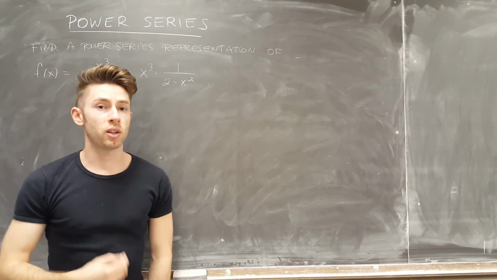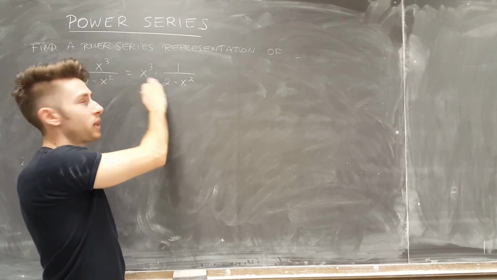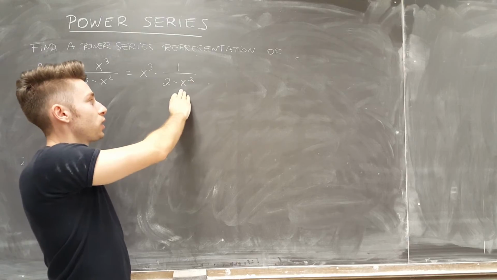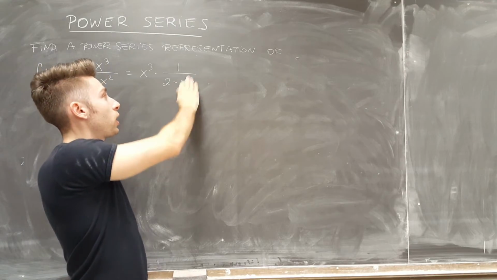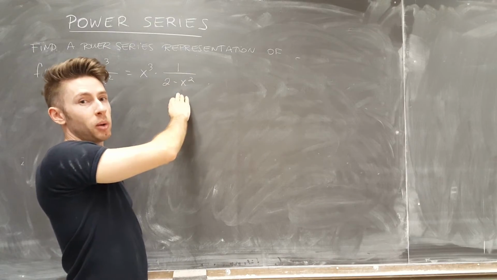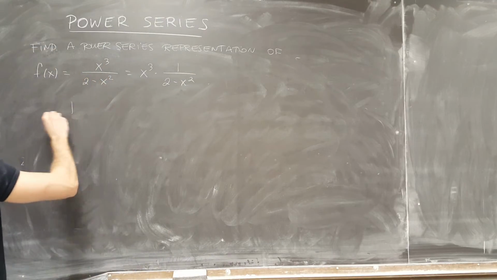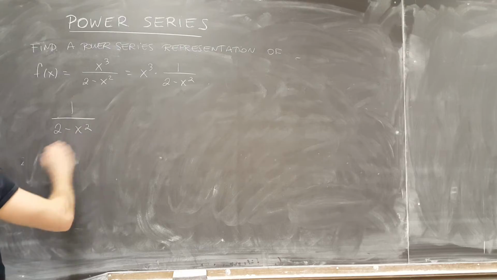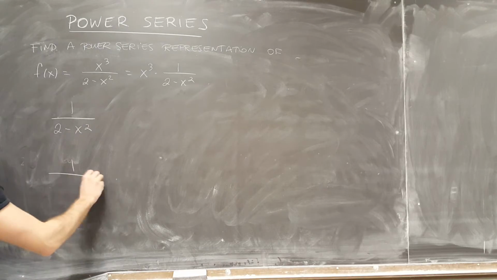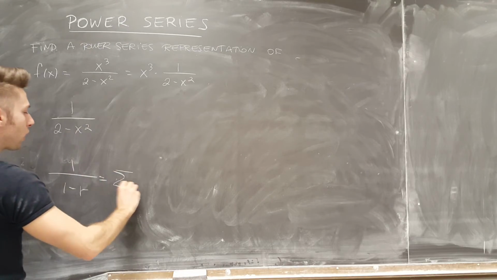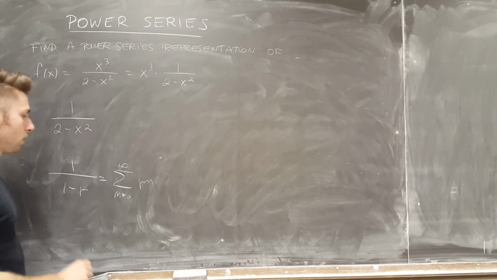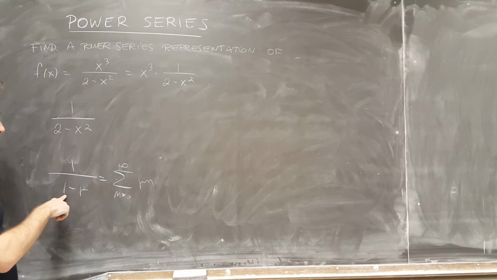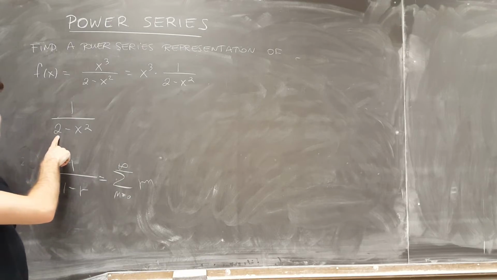So I can see my function in the following form. There's this power times this function that sort of resembles the sum of a geometric series. So let's work to express this as a power series. So our goal is to use the following formula. So we want to see a 1 here, and we have a 2.